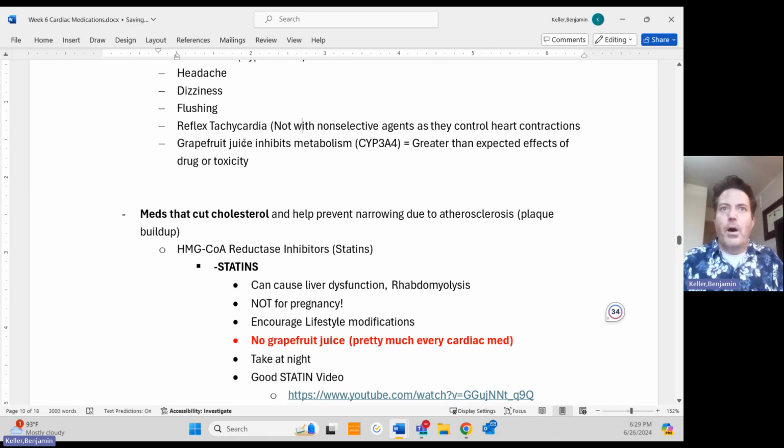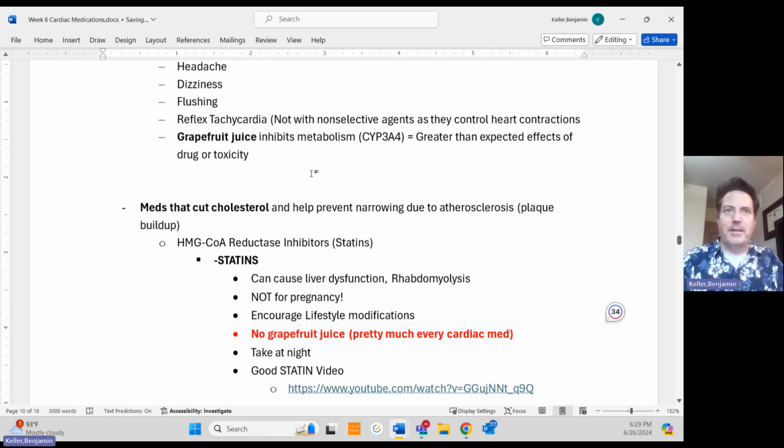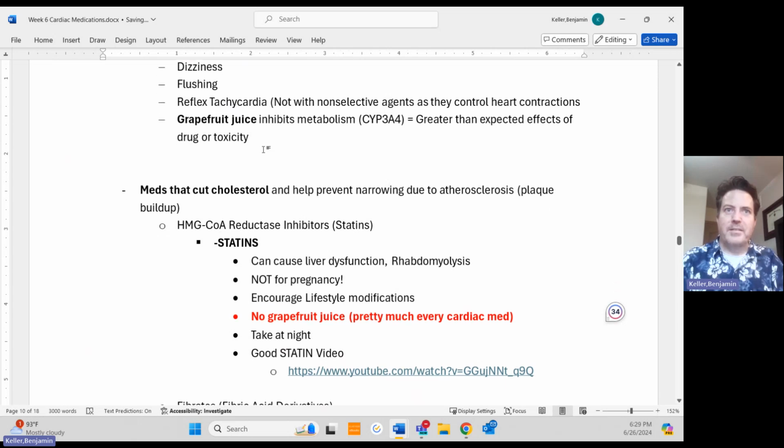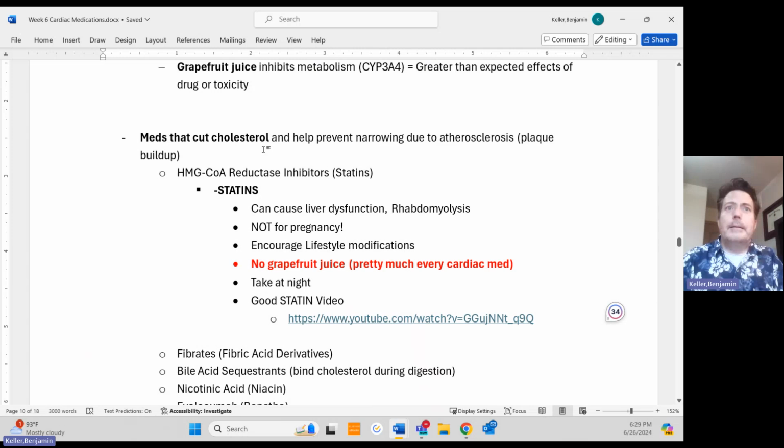That's reflex. Also, grapefruit juice. It inhibits the metabolism, which gives you greater than expected effects of the drug or toxicity. And so one of the things to remember with cardiac meds is, for the most part, when it comes to the NCLEX, just don't drink grapefruit juice. The only reason grapefruit juice exists is so it tastes good in a Paloma. And if you don't have tequila, then you don't need grapefruit juice.